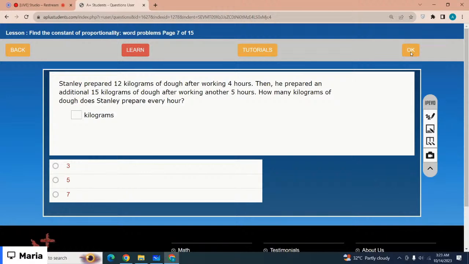Stanley prepared 12 kilograms of dough after working 4 hours. Then he prepared another 15 kilograms of dough after working another 5 hours. How many kilograms of dough does Stanley prepare every hour? Which is the correct option?